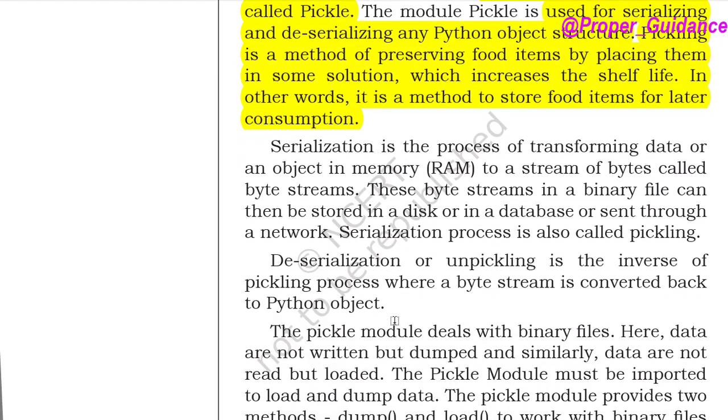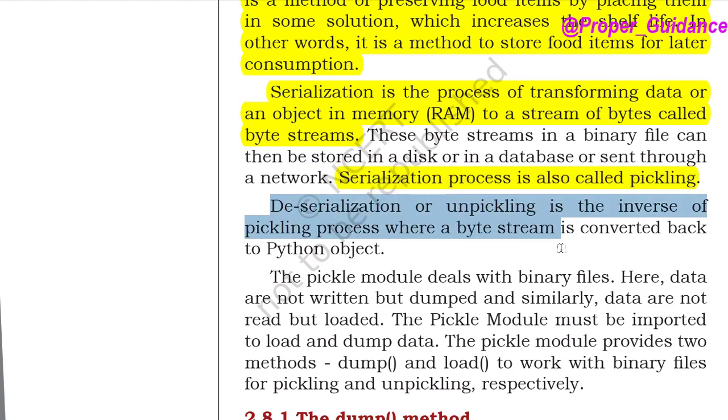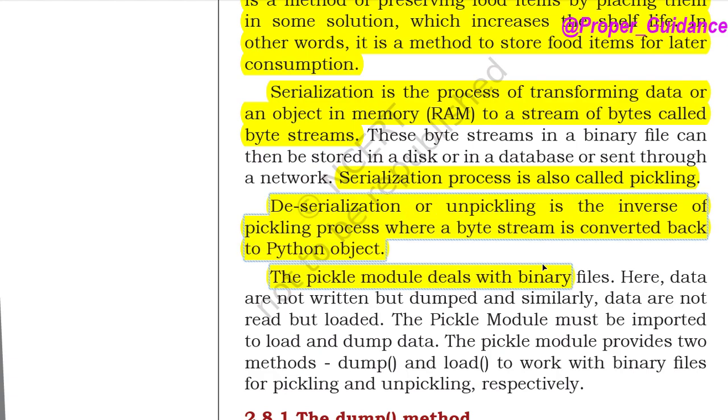So, serialization is the process of transforming data or an object in memory (RAM) to a stream of bytes called byte streams. These byte streams in a binary file can then be stored in a disk or in a database or sent through a network. Serialization process is also called pickling. Deserialization or unpickling is the inverse of the pickling process, where a byte stream is converted back to a Python object.